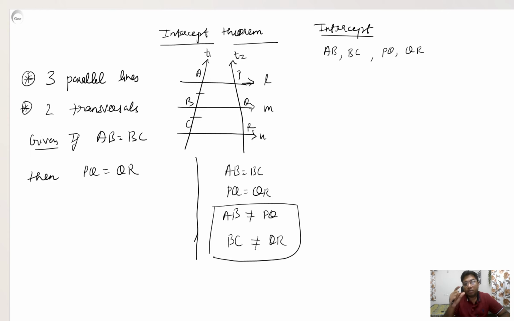Remember, AB is equal to BC, PQ is equal to QR. Both your intercepts that are equal to each other should lie on one single transversal, not two different transversals. So I hope intercept theorem is clear to you.